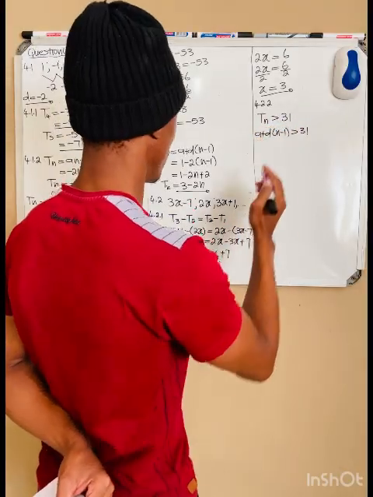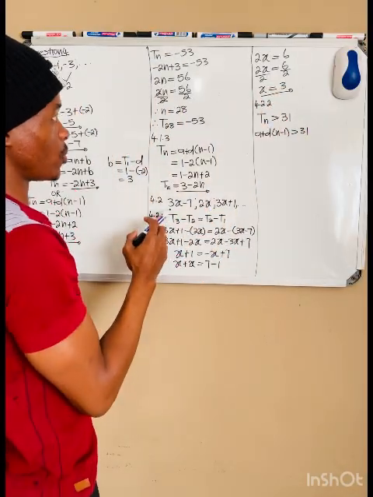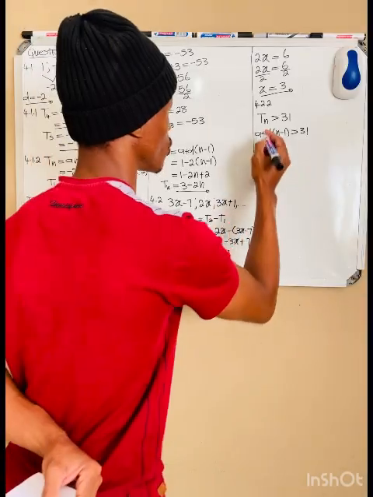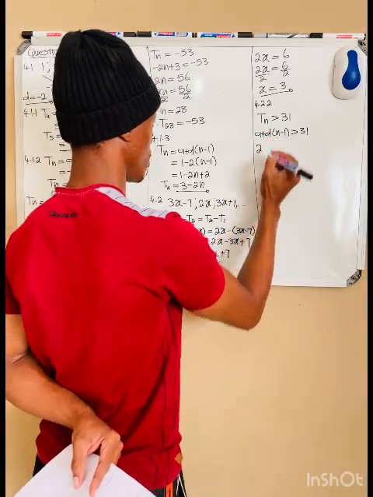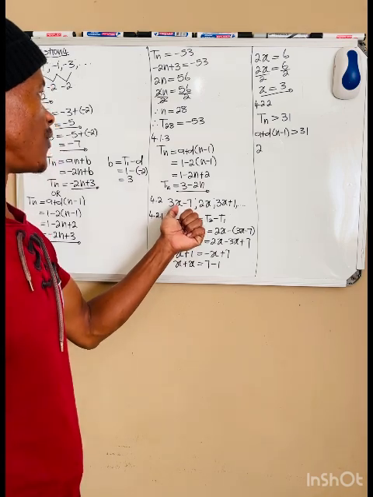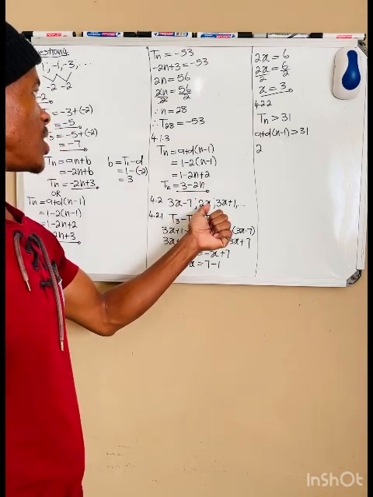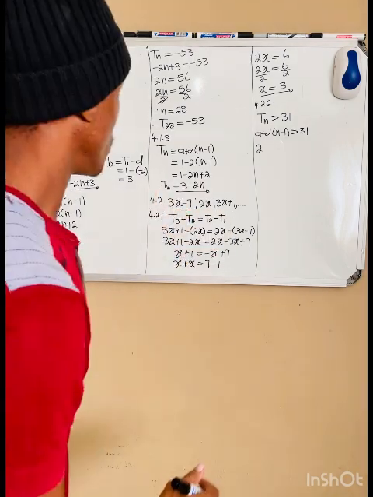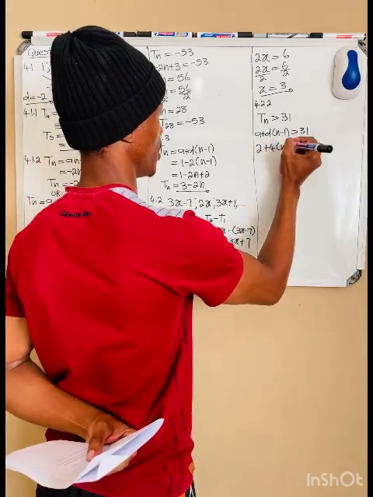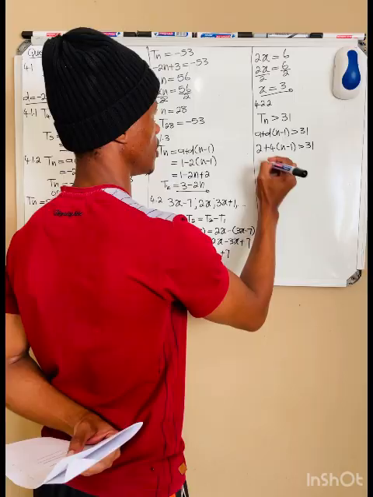What is a? So we're going to find a. We know the value of x. So 3 times 3, that's 9. 9 minus 7, that's 2. So the first term is going to be what? 2. And then what is our difference? We know the first term is 2, and then 2 times 3 is 6. 6 minus 2, that's 4. So 2 plus 4 times n minus 1 greater than 31.